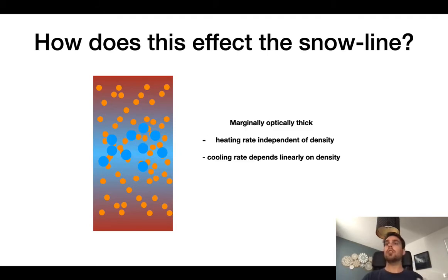But if I go to a marginally optically thick limit, where I'm optically thick to the incoming radiation, but still optically thin to the cooling radiation, then in that case the heating rate is independent of density. If I change my density, I still absorb all the incoming radiation, but the cooling rate depends linearly on density. So this means if I reduce my solids, then my heating rate stays the same, but my cooling rate goes down. So my temperature heats up, and I melt more solids, which reduces my surface density abundance again, and I heat up further, so I run away.